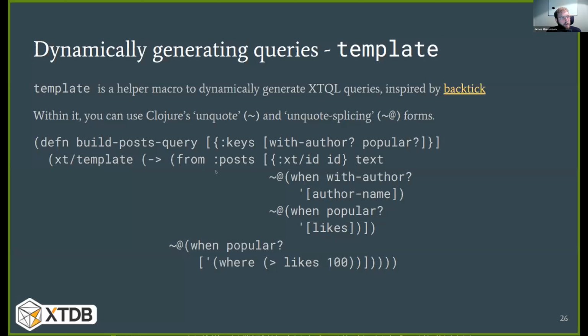So in this case here, what am I doing? Well, as part of my initial from, I need to conditionally project out the author name. And I need to conditionally project out likes as well, if indeed we've been asked for popular posts. And then if we have been asked for popular posts, I then have to add a where into the pipeline to say that the posts have more than 100 likes.